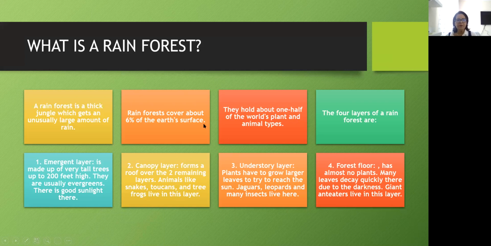Definition: what is a rainforest? A rainforest is a thick jungle which gets an unusually large amount of rain. This is a very simple definition of a rainforest, where we can say that it covers only 6% of our Earth's surface, and it holds about one half of the world's plant and animal types. Then we'll describe the four layers of the rainforest, which are the emergent layer, canopy layer, understory layer, and the forest floor layer.